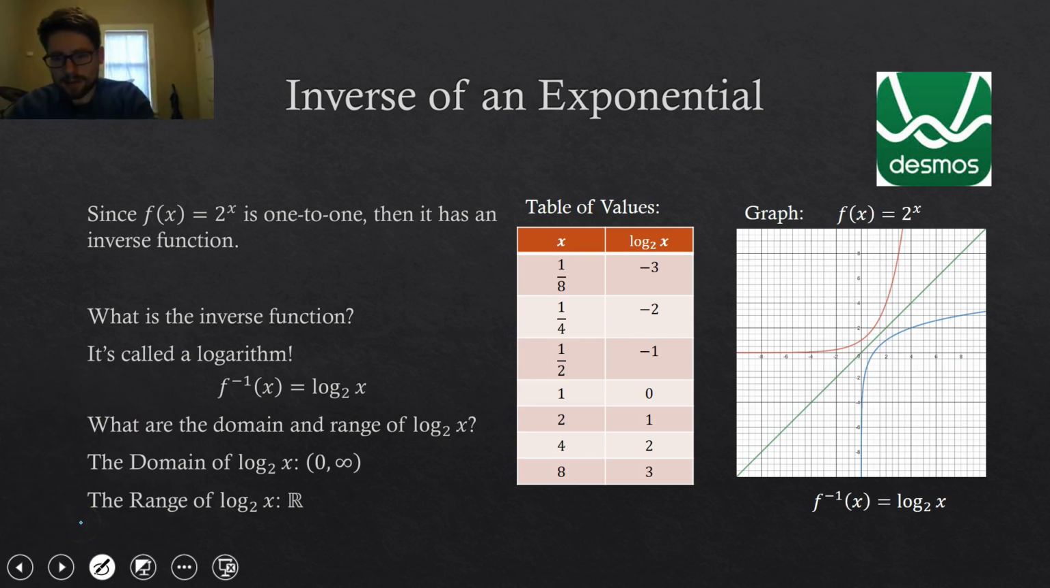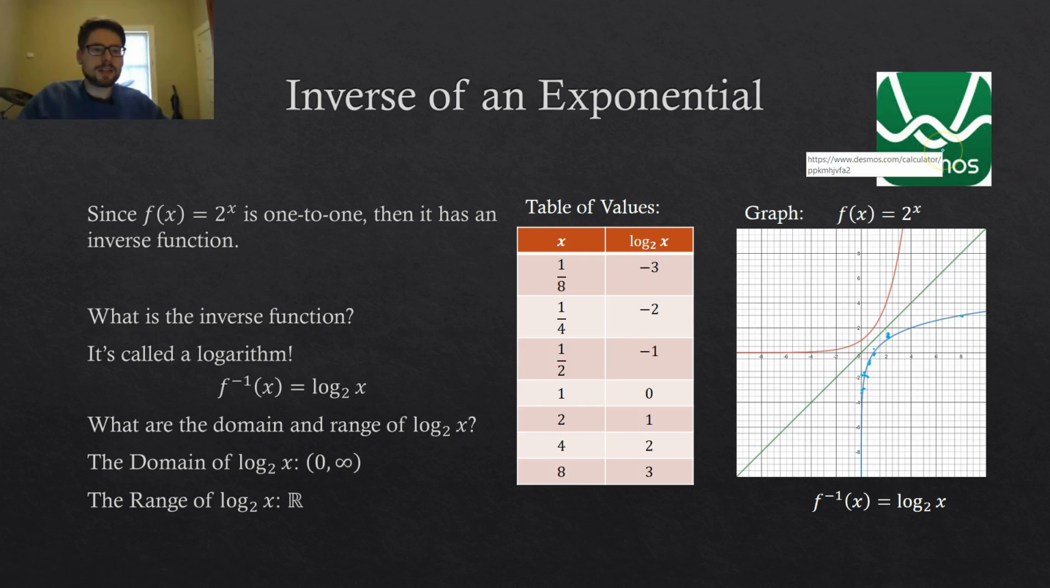So like 1/8, -3, it's going to be right here. And then 1/4, -2, that's going to be right there, just a little bit above it. 1/2, -1; 1, 0 is right there. 2, 1; 4, 2; 8, 3, and so forth. You can see those points on this graph. I'm not going to go into the Desmos of it too much.